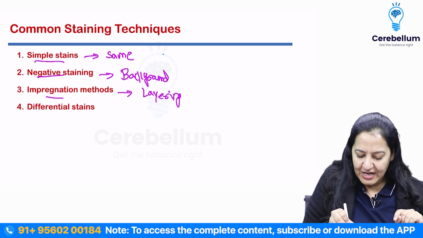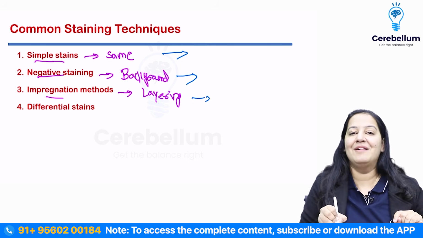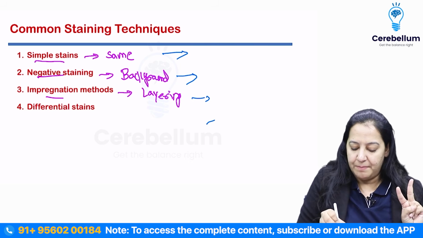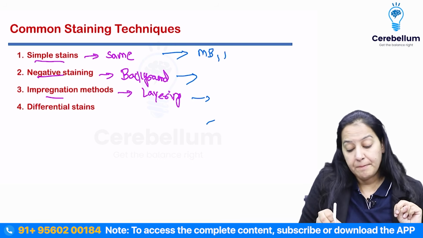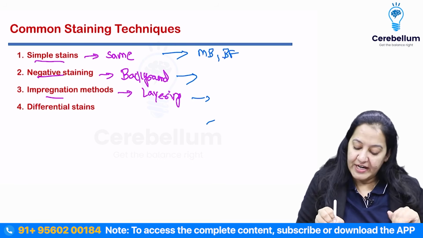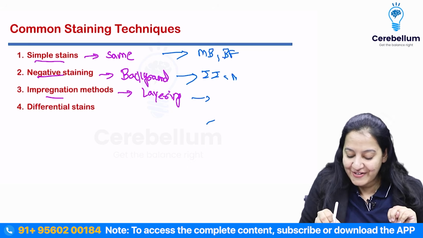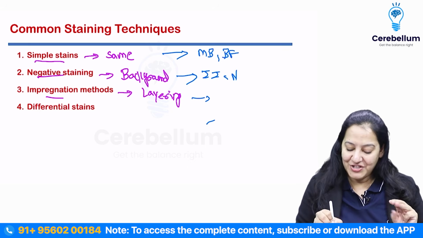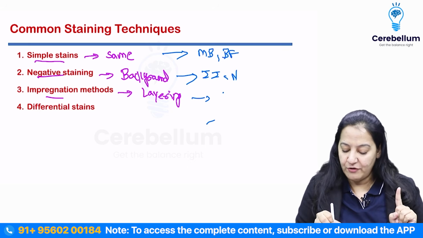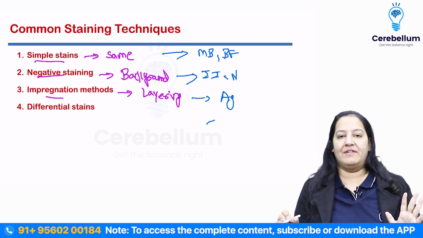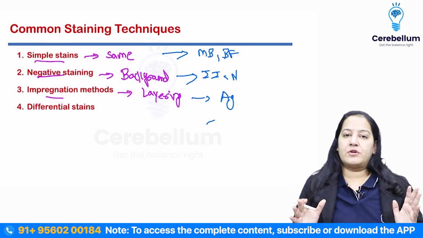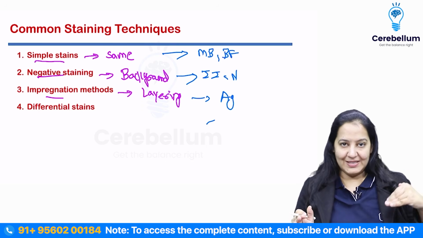Now, can you tell me examples of each of them? For simple stain, I told you two examples, methylene blue and basic fuchsin, right? For negative stain also, I told you two examples, the India ink and Nigrosin, right? And for impregnation, I had given you one example. It's silver, right? So these are all important questions based on the staining of these three types.